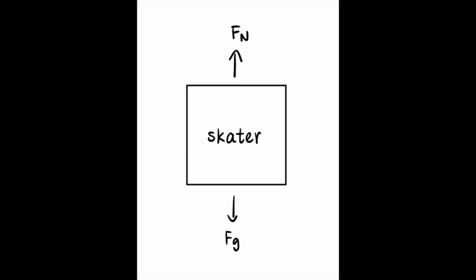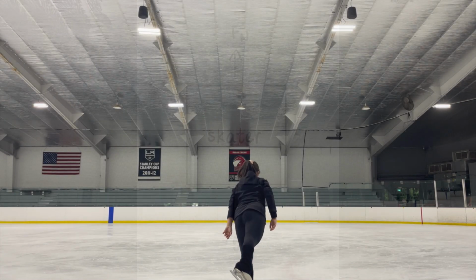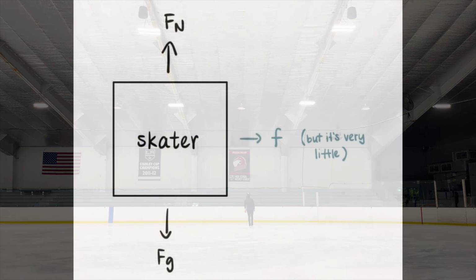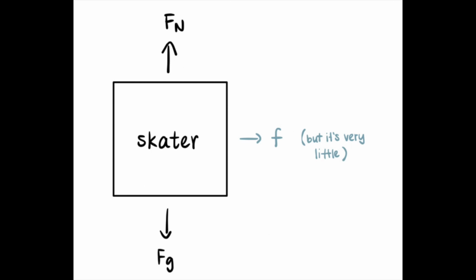When a skater is gliding uninterrupted, the free body diagram might look something like this. Of course, there's actually still a bit of friction, so if I continued gliding, eventually I'd stop. But since there's so little friction, I can glide all the way to the wall with mostly the same speed.